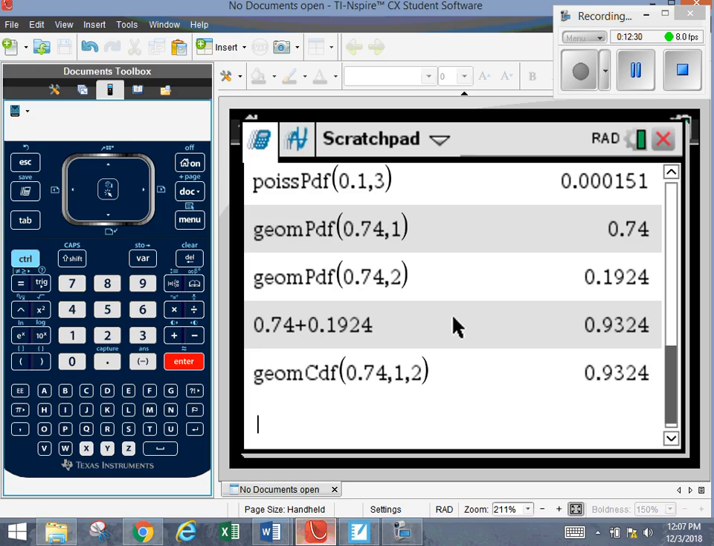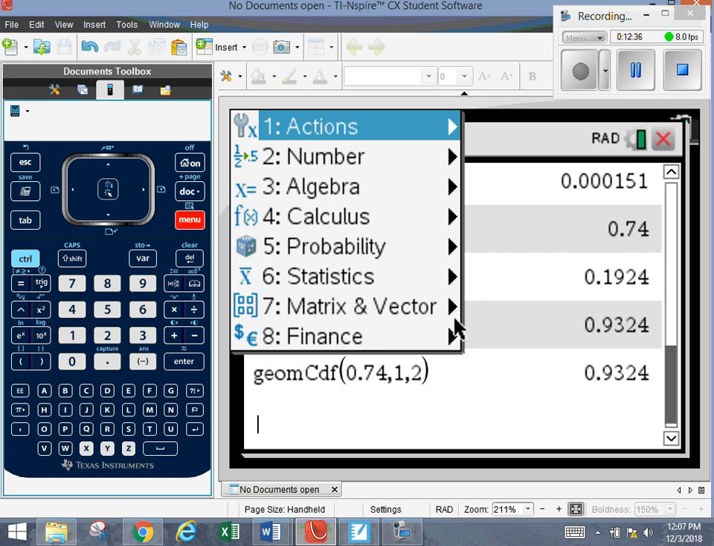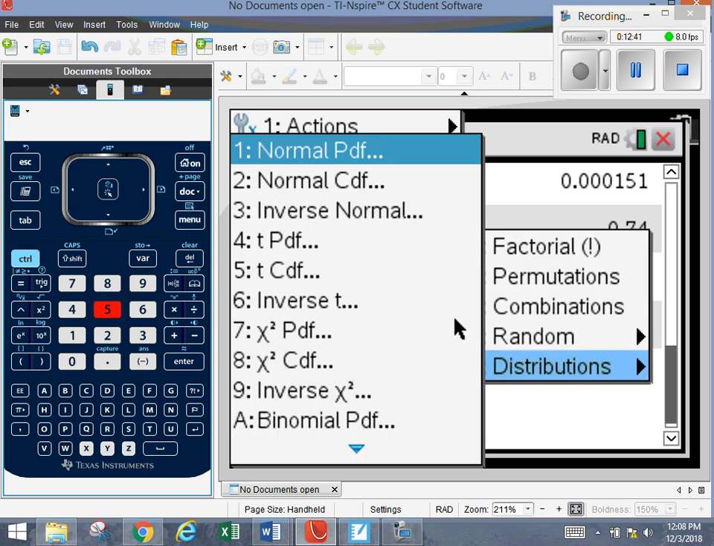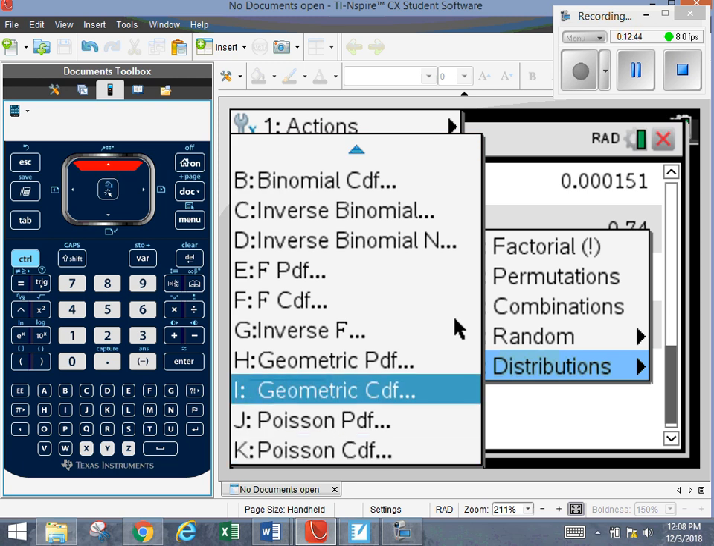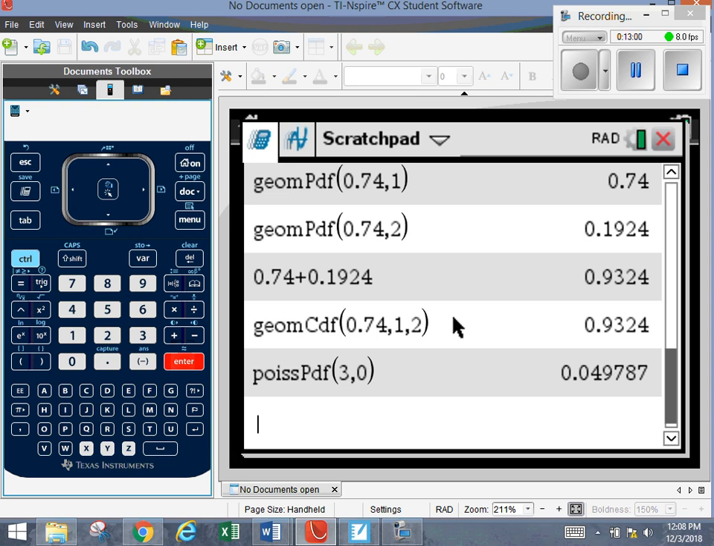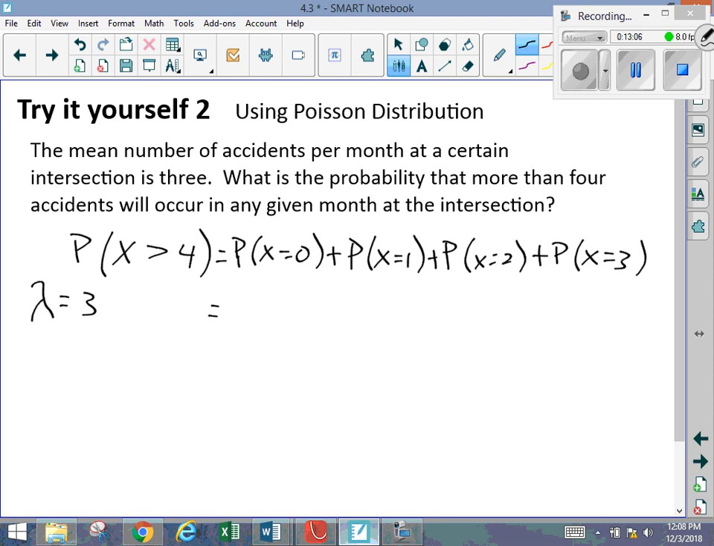So, we'll go to our handy dandy calculator. We'll hit menu. We'll go, again, probability, distributions, and then we'll go to Poisson PDF. Lambda is 3, and then our x value we'll put in 0. That's going to give us the probability that there were 0 accidents. So that is approximately 0.05.